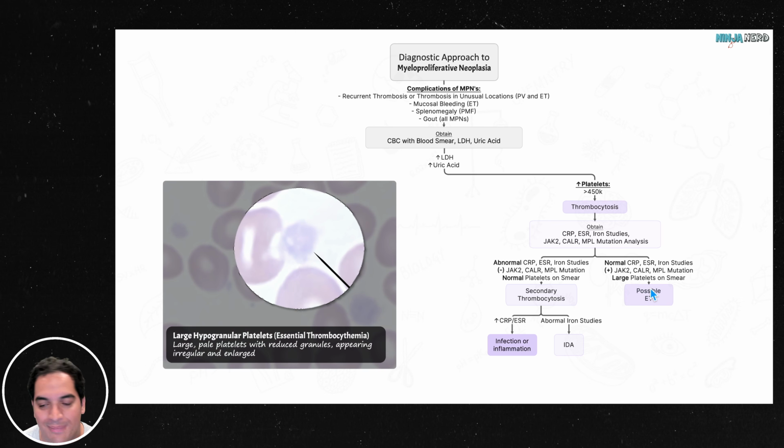How do I prove it? I got to get a bone marrow biopsy. When I do that and I get the biopsy, what would I see? Well, I'd see lots of megakaryocytes that are super, super hyperplastic, lots and lots of proliferation of those megakaryocytes. And that would really tell me that this is essential thrombocythemia.